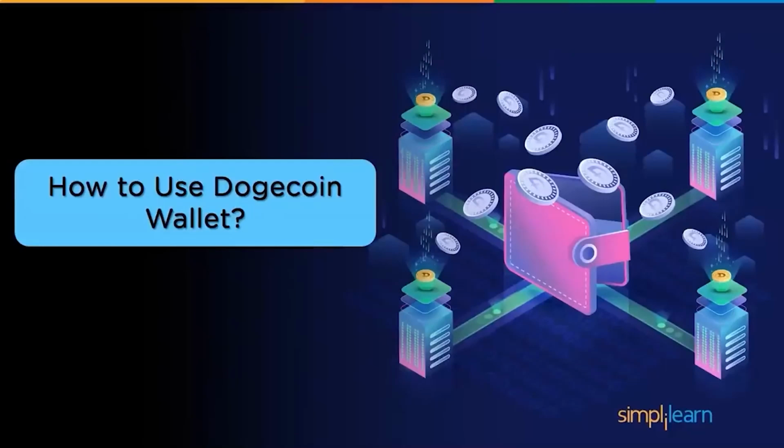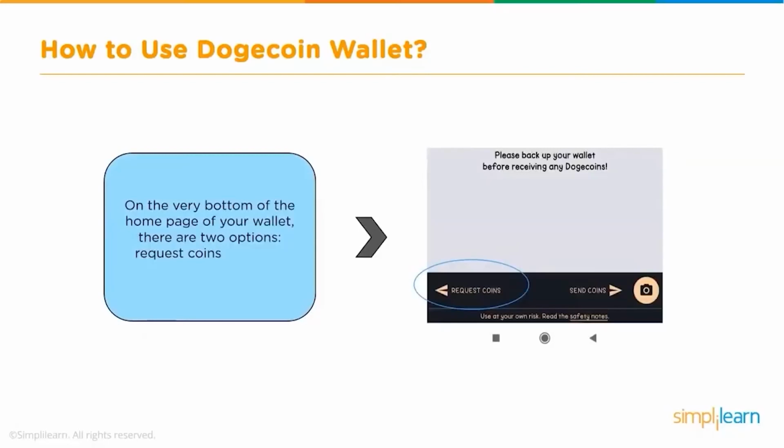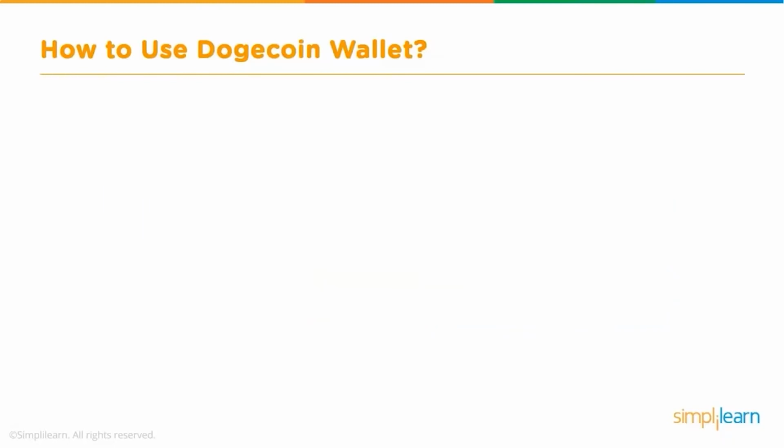Now, when you have your Dogecoin wallet in your hand, let's see how you can use it. On the very bottom of the home page of your wallet, there are two options: Request Coins, where you can request Dogecoins from other users in the Dogecoin network, and Send Coins, where you can send Dogecoins to other users in the Dogecoin network. To receive coins, first click on the Request Coins button.